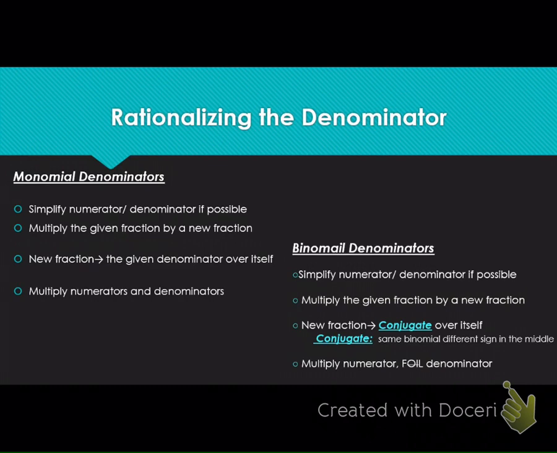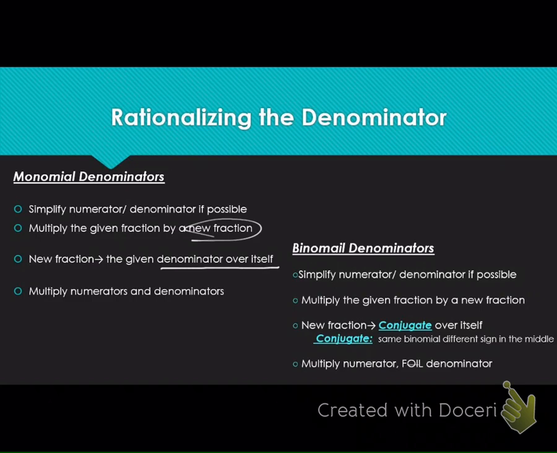So here's what we're going to do. Let's focus on monomial denominators first. We are going to simplify the numerator and denominator if possible. We always do that. We did that yesterday. We always want to work the problem out, simplify it as much as we possibly can. Then we're going to multiply the given fraction by a new fraction. Okay, awesome. So what is the new fraction going to be? The new fraction is going to be the given denominator over itself. So I want you to highlight denominator over itself. Whatever your denominator is, you're going to put it over itself and create that new fraction. And then you're going to multiply the numerators and multiply the denominators. That's good old-fashioned elementary multiplying of fractions.